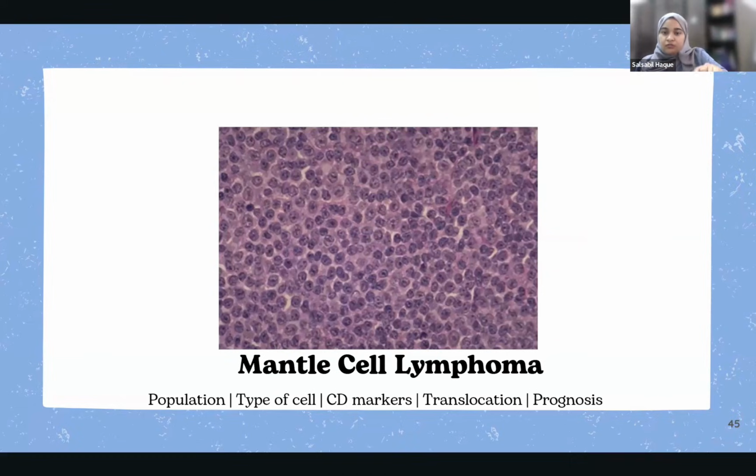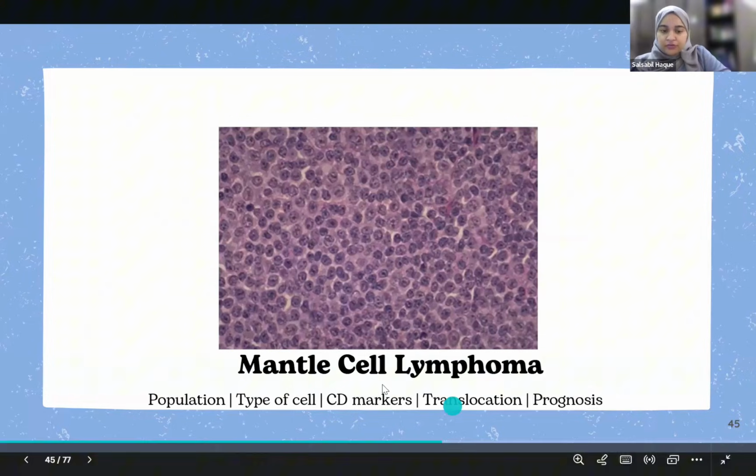It's going to be 11 and 14. Follicular is 14 and 18. Mantle is 11 and 14. Okay? So the translocation is going to be 11 and 14.